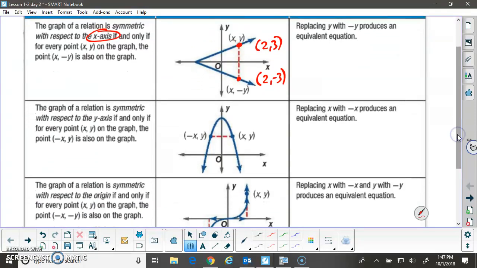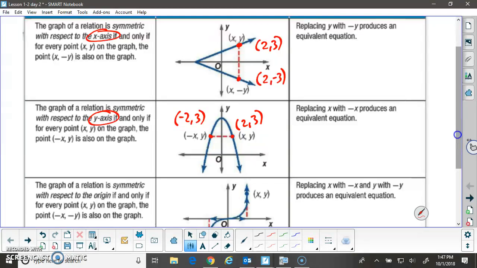The next type of symmetry that we talk about is symmetry of the y-axis. This graph has symmetry of the y-axis, and you can tell that because if it contains the coordinate point 2, 3, it would also contain the coordinate point negative 2, 3.